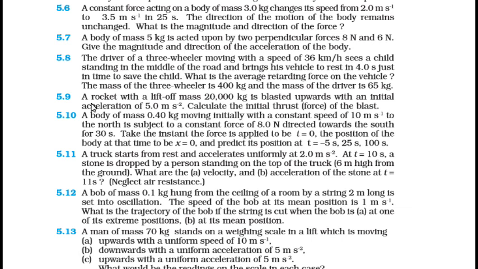Now let us move to question number 5.9. A rocket with the lift of mass 20,000 kg is blasted upward with an initial acceleration of 5 meter per second square. Calculate the initial thrust, that is the force of the blast.